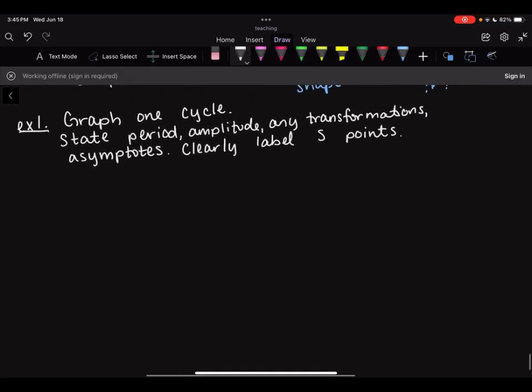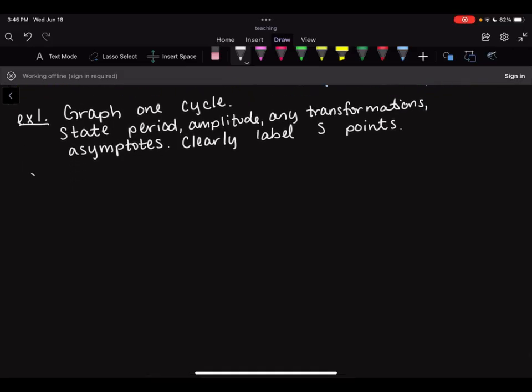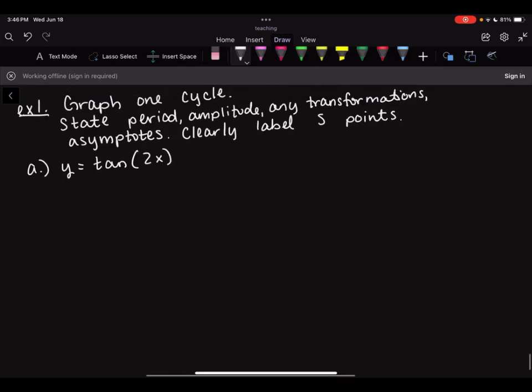And so here's kind of the process that I would use. So first one we're going to do is y equals tangent 2x. And so I want period, I want the amplitude, I want the phase shift, vertical shift, and this one we actually have a new thing to find, which is asymptotes.